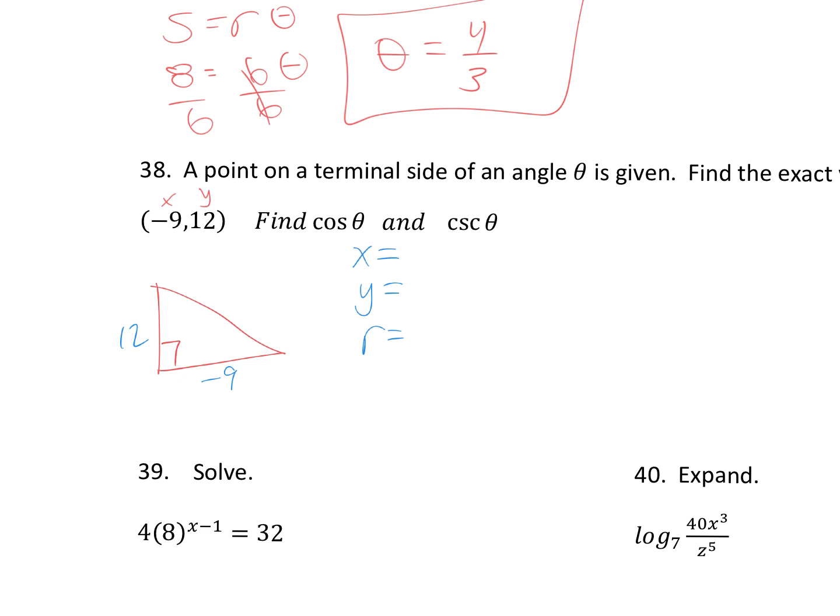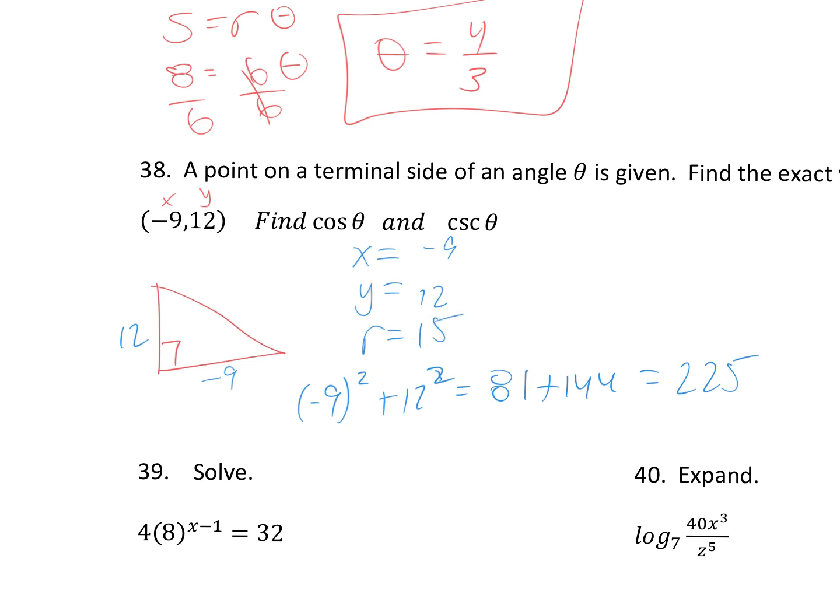What do you know the x is? -9. What do you know the y is? 12. How do we find r? -9 squared plus 12 squared. You guys will have a calculator. So 81 plus 144 is how much? 225. Isn't that pretty? What's the square root of 225?